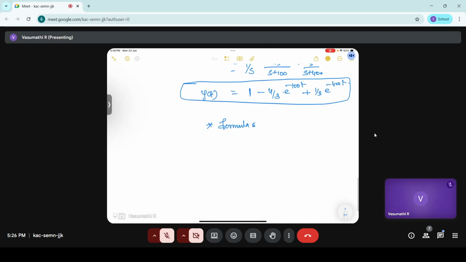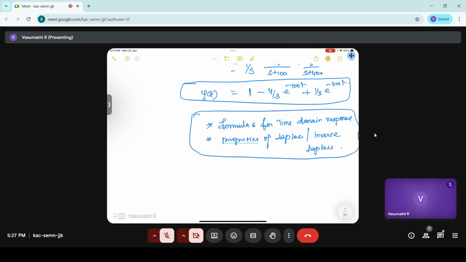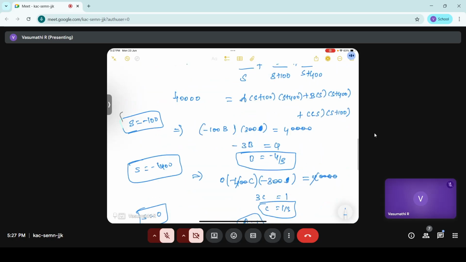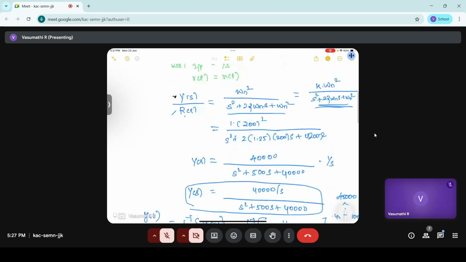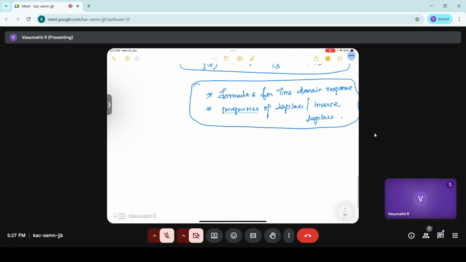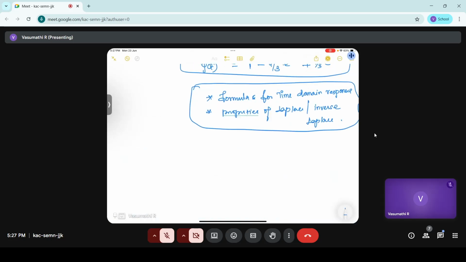Formulas for time domain responses, properties of Laplace and inverse Laplace transform. You should be aware of all these things to solve this kind of problem. This could be some big question, 4 marks, 5 marks, which you could easily earn from this. Right? Any doubt in this? All right. If I want to repeat any step, or if you are stuck at any step, please ask me. I will try to clear those things. Good. We can move forward to some other problem, some other concept.